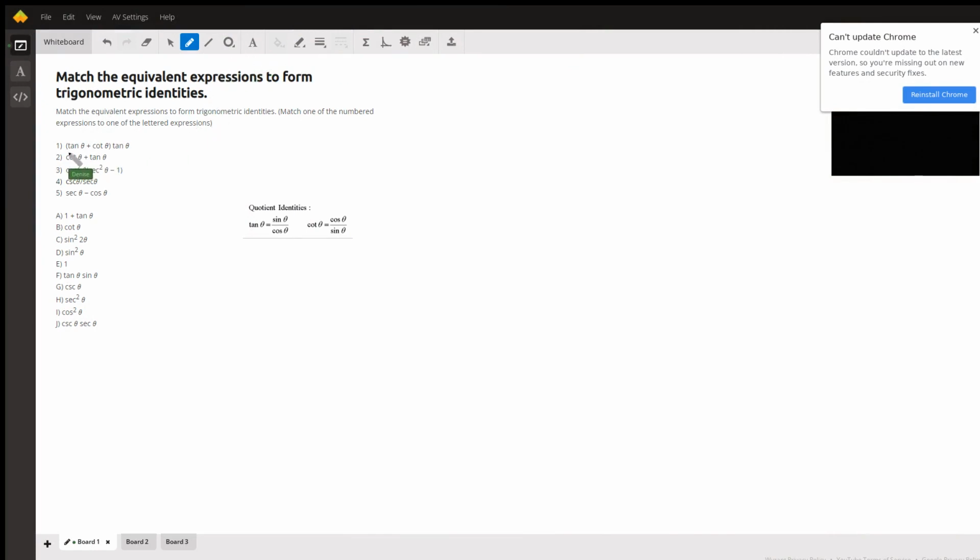Okay, we are going to look at simplifying some trig identities, and I've included some of the common identities that are used, the Pythagorean identities and these quotient identities off to the right side. So let's start with this first one. Tangent theta plus cotangent theta times tangent theta.